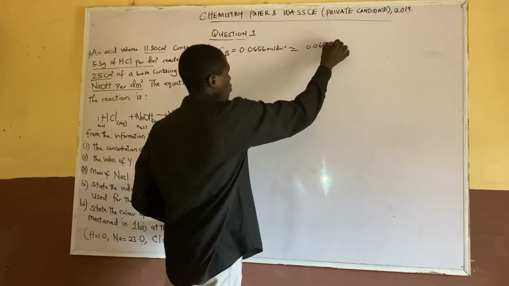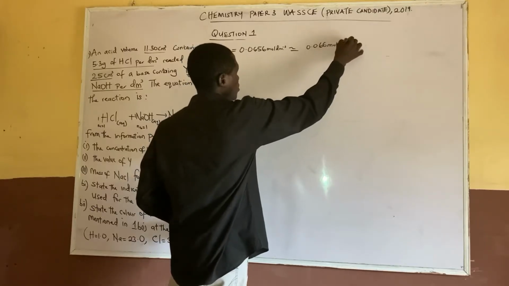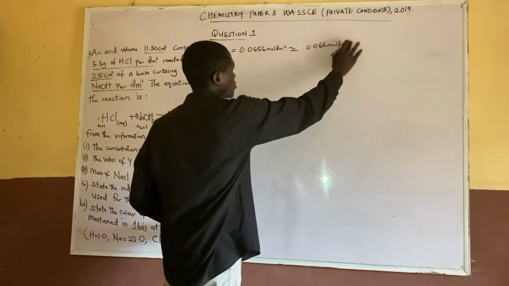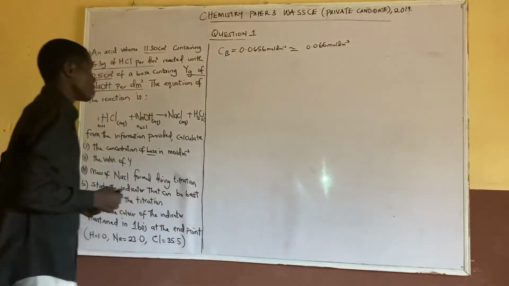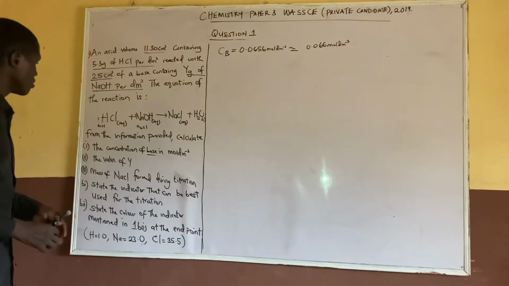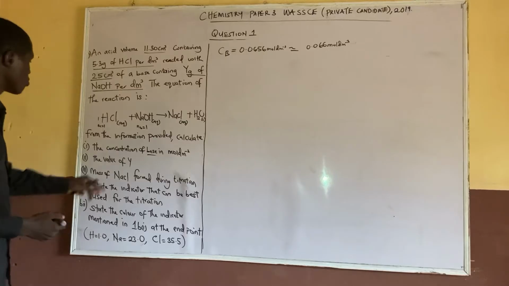0.066 mole per dm cube. So we need to write it out, because I'm going to be using it for the subsequent questions. Now, the value of y.